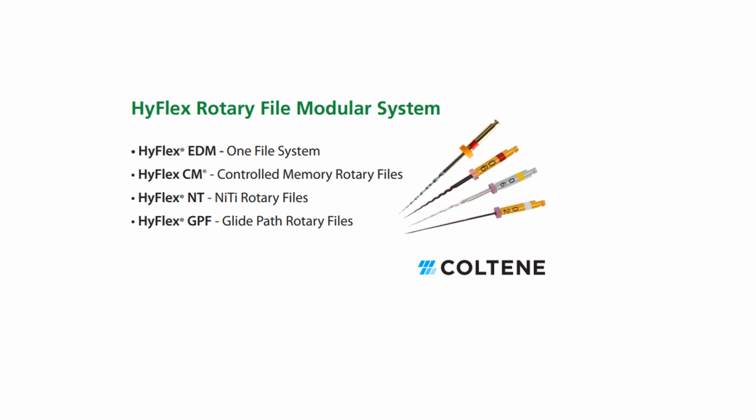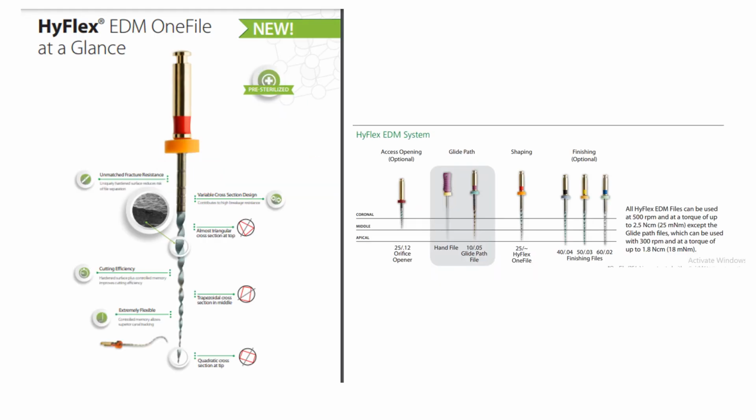Then another brand is Coltene. You can use their HyFlex file system. So HyFlex has more than one system. It has HyFlex EDM, which is a one file system. Then HyFlex CM is there. CM stands for control memory. EDM stands for electric discharge machining. Then HyFlex NT is there, and then HyFlex GPF is there, glide path rotary.